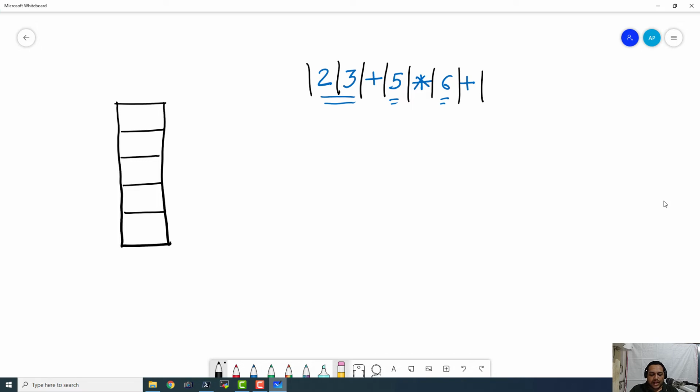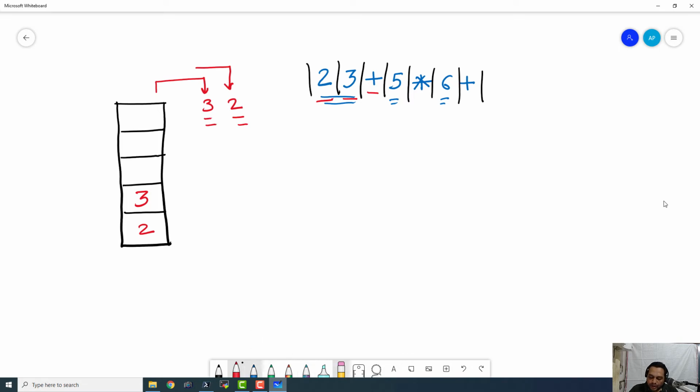So the algorithm is such that you scan from the starting of that string, and if you find an operand, push that operand to the stack. So we are going to push this 2 to the stack. Then we are going to push this 3 to the stack. Now, when you find an operator, you pop both the items. The first pop will give 3, and the second pop operation will involve 2. So we need to use that operator with both the operands.